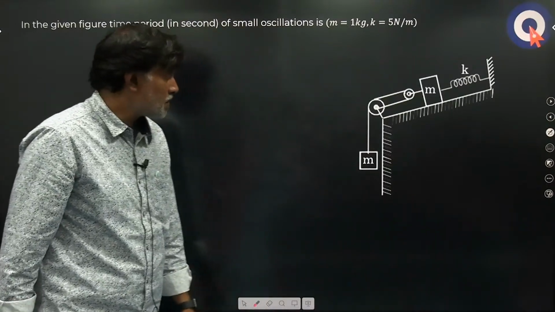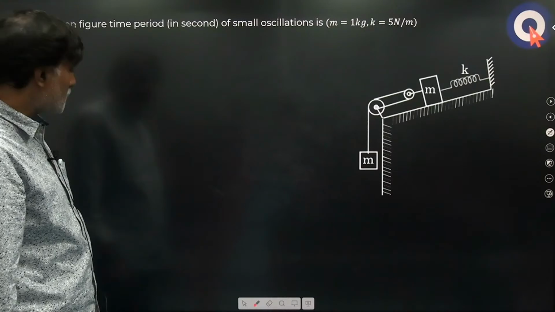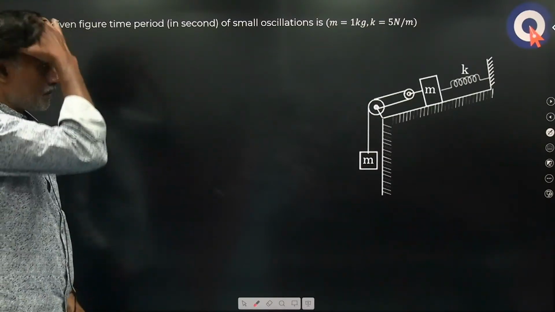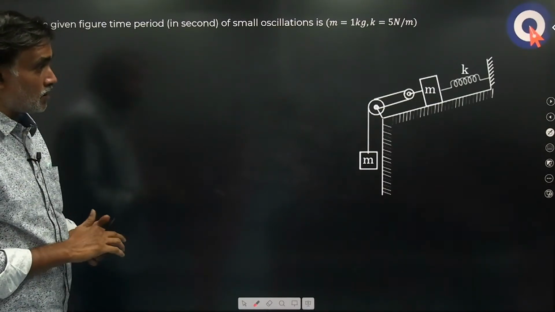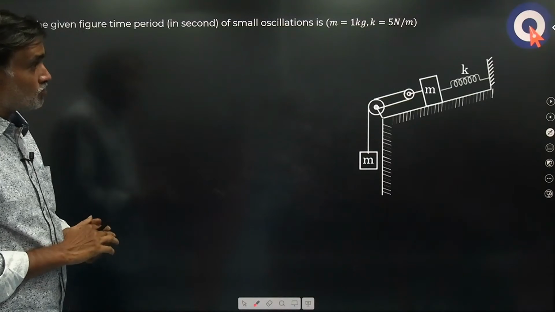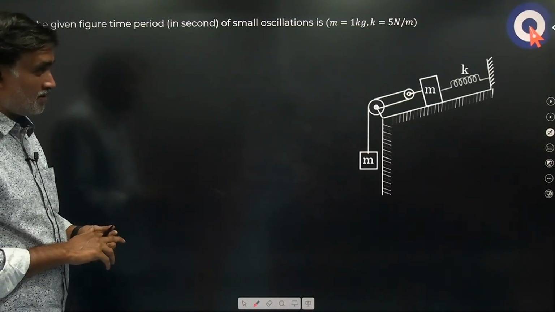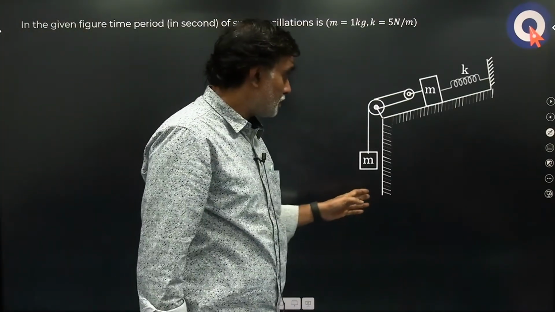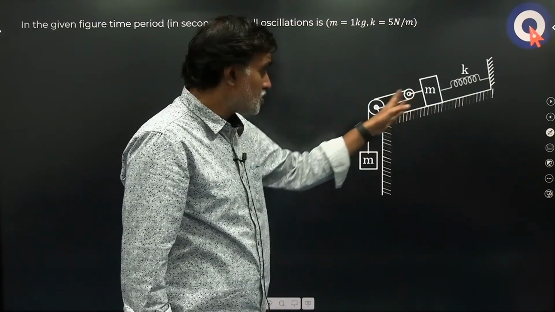Now next is this question. In the given figure, the time period of small oscillations is, small m is equal to 1 kg, k equal to 5 Newton. So both blocks have the same masses and all pulleys are smooth and massless, we will take. Then it is only translatory motion, no rotatory motion. So this is oscillating, okay.